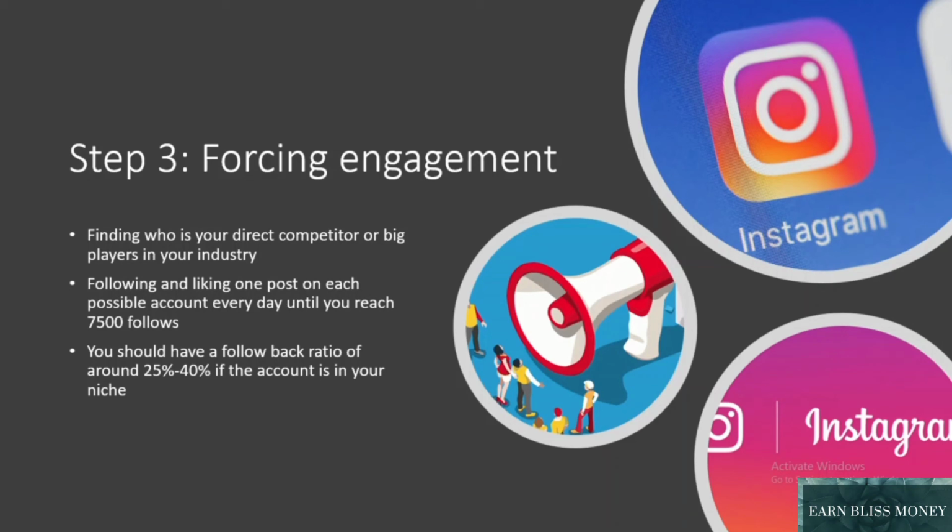So first step, you find out your direct competition or big player in your industry. You go in their following base and you start following. Usually you will be able to follow, as I said, 250 people per day. Your conversion rate would be between 25 to 40%. At first, it's going to be a little bit less, and the more followers you have, the bigger the conversion rate will be. So at first, it's pretty normal that not a lot of people will follow you back.